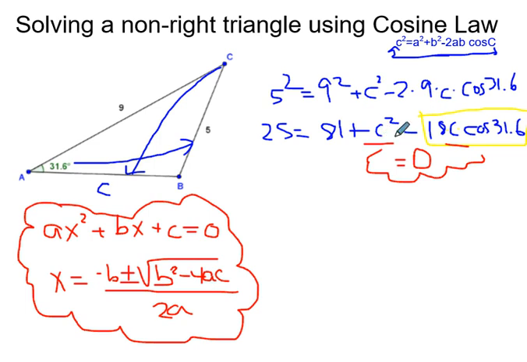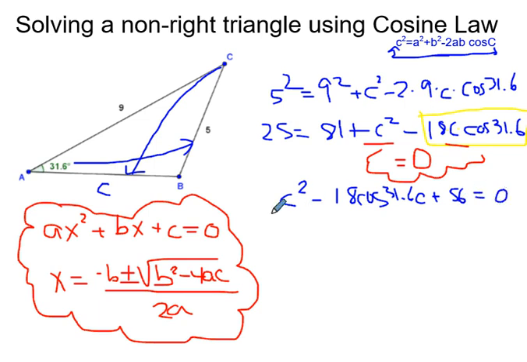So let's do this with this rule. Let's put it all together. I'm going to start with my C squared minus 18 cosine 31.6 C. And then if I combine the 81 minus the 25, I'm going to get plus 56. And that is equal to 0.